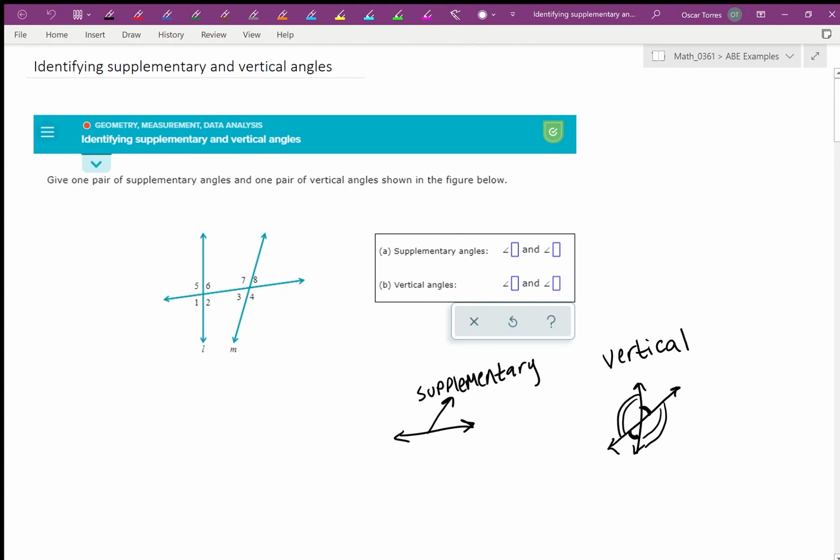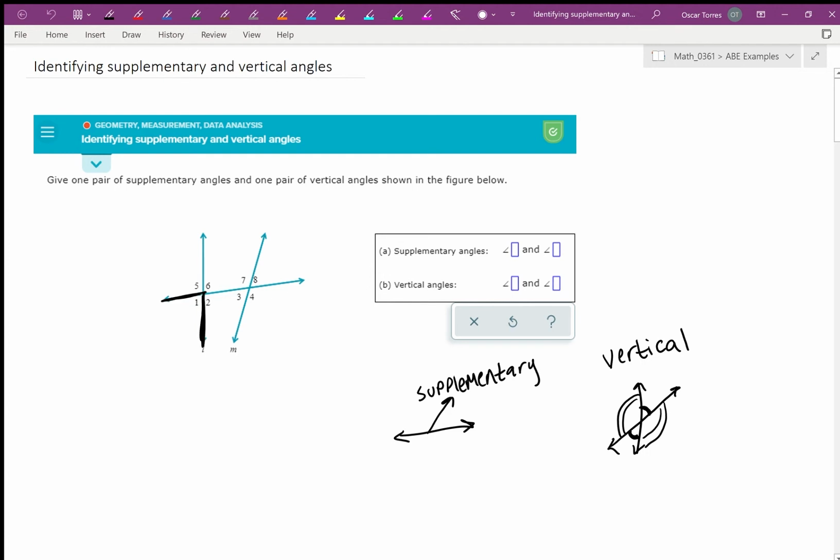With that concept in mind, we should be able to solve these problems. Our problem says give one pair of supplementary angles and one pair of vertical angles in the figure below. For supplementary angles, it doesn't matter what value we start with. Let's start with the number 1. To find an angle that's supplementary to 1, we need to find an angle that makes a straight line along with this 1. This is the angle of 1.